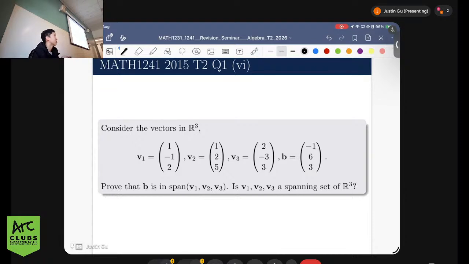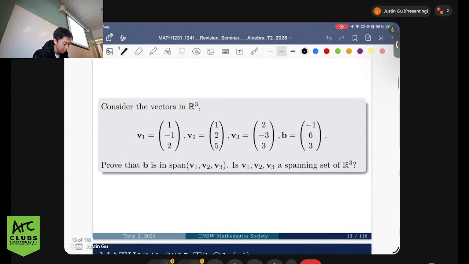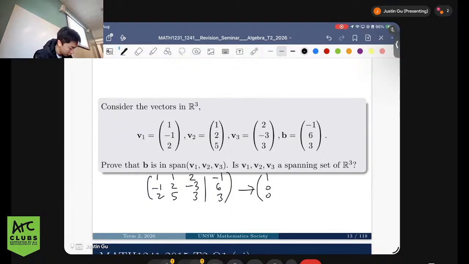No, basically you just have to say that the system is consistent, right? The keyword here is just saying the word consistent, because of the leading columns. I can quickly write the matrix, but essentially what we get is 1, -1, 2, 1, 2, 5, 2, -3, 3, and then -1, 6, 3. If you row reduce it, you'll get 1, 0, 0, 1, 3, 0, 2, -1, 0, -1, 5, 7.